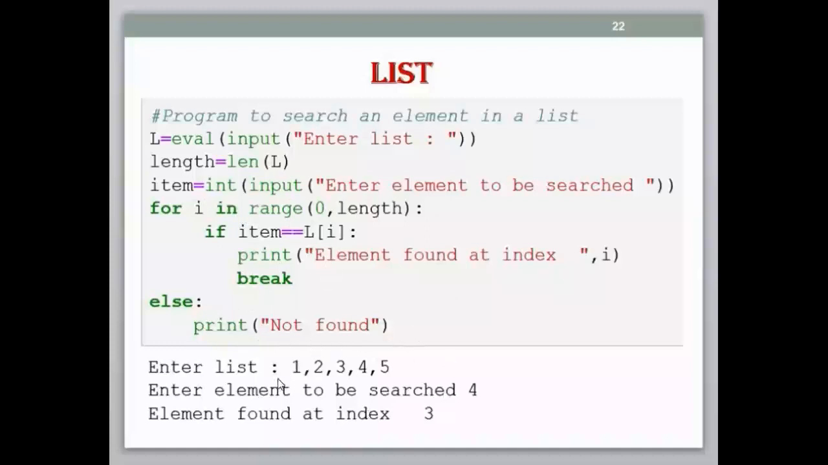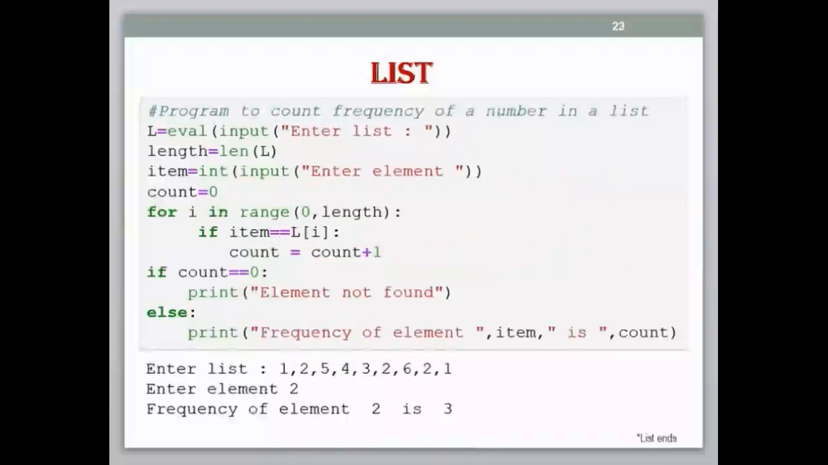Okay, so here if I enter 1, 2, 3, 4, 5 and I want to search the element 4, element is there and it is at index 3. Program to count frequency of a number in a list. मैंने एक लिस्ट लिया, लेंथ को सेव किया है इस लेंथ नाम के वेरिएबल में. आइटम में हम डालेंगे वो एलिमेंट जिसे हम चेक कराएंगे कि इसकी फ्रीक्वेंसी कितनी है.